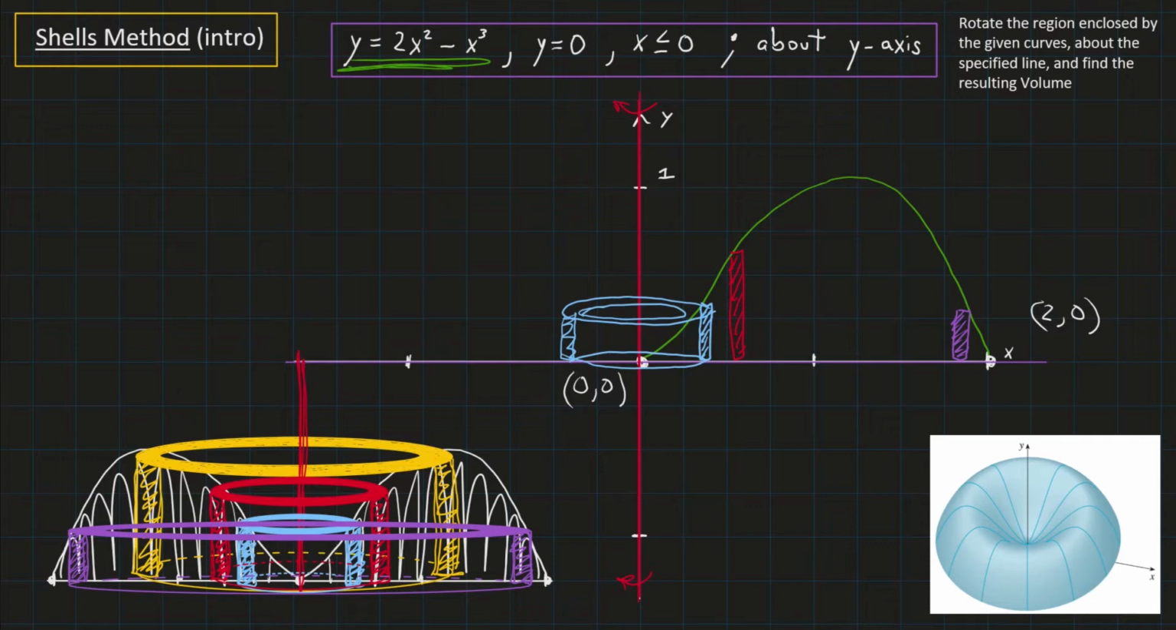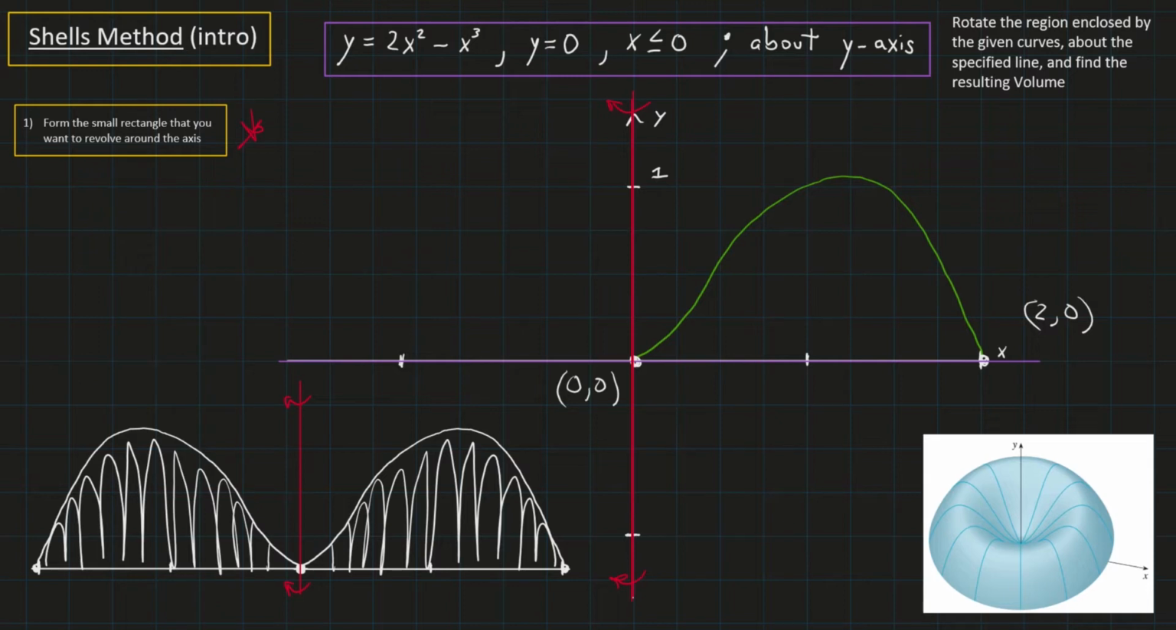And similar to how we built the disk method, we're going to go through the steps, write up the math for calculating the volume of one of our very thin cylindrical shells. And then at the end, we're going to add up, using the integral, all of these thin cylindrical shell volumes to get our total volume of the target shape. So, our first step is that we want to form the small rectangle that we want to rotate around the axis.